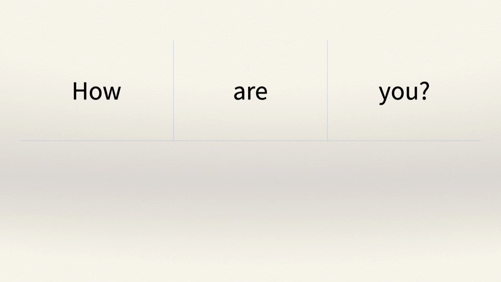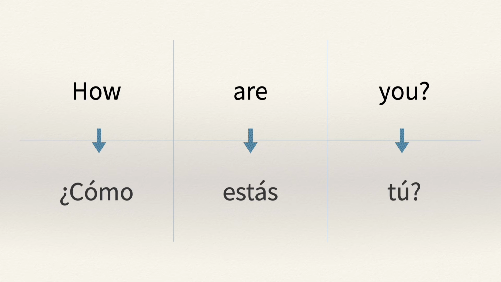How do you say, how are you? Let's start with how. ¿Cómo? Are. So here, let's assume you is the informal singular pronoun. Estás. Tú. ¿Cómo estás tú? So of course you can mix and match here. You could change estás for están ellos. How are they? How is she? ¿Cómo está ella?